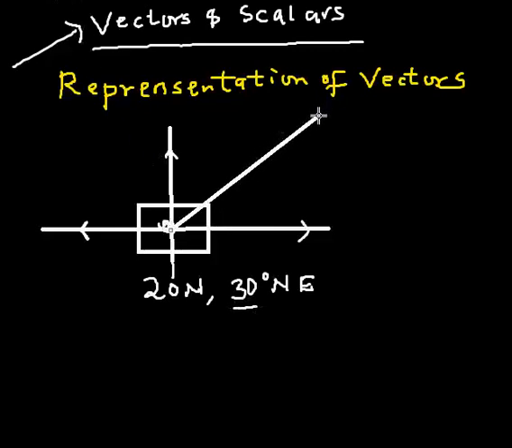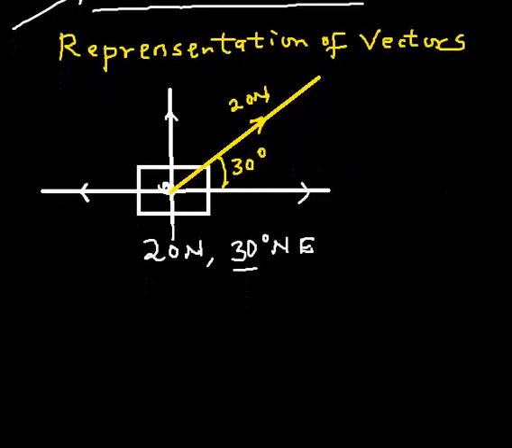So I have the force. Now if I want to represent that force, I use this line, and I will definitely have to use an arrow. This arrow points in the direction of the force. That's a force of 20 Newton. And of course the direction, I still need to represent the direction, 30 degrees. So this is how I represent vectors.